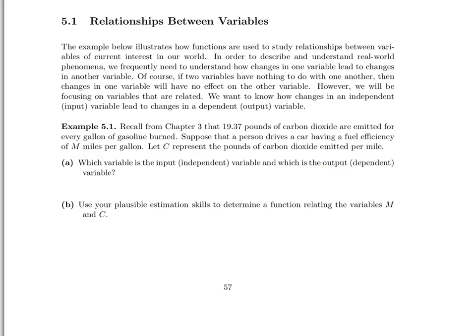Well, since the amount of carbon dioxide emitted depends on our fuel efficiency, we would expect that m would be our input or our independent variable, and C would be our output, or our dependent variable. So the value of C depends on the value of m. Now let's look at part B. Use your plausible estimation skills to determine a function relating the two variables m and C.